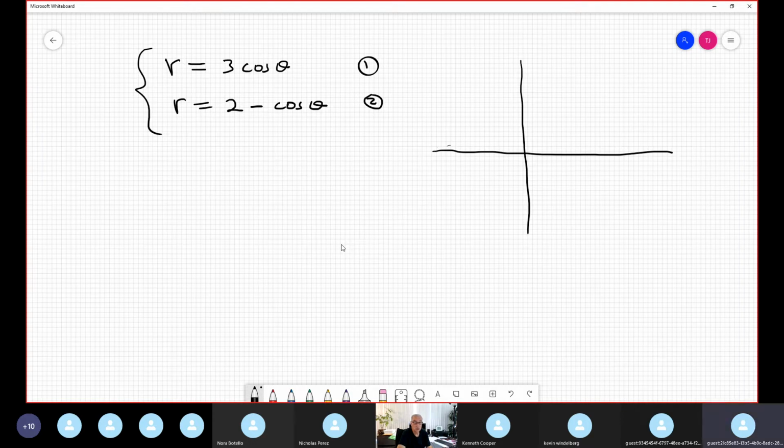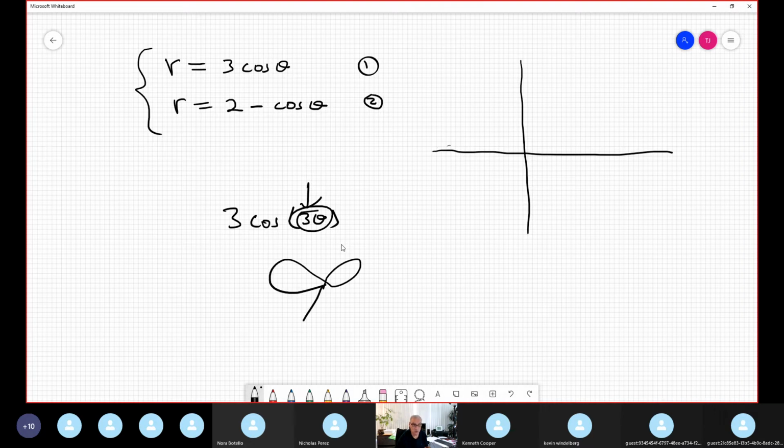Is it a rose, Professor? No. Rose is when you have 3 cosine 3 theta, or whatever. When you have a coefficient inside, it is a rose. When it's theta alone, no rose. Okay, I see, Professor. Thank you.